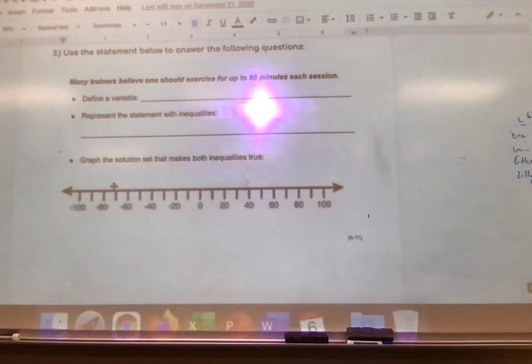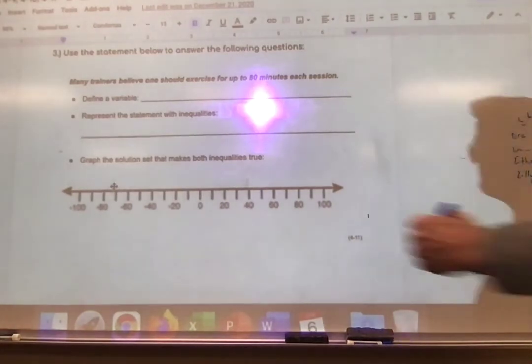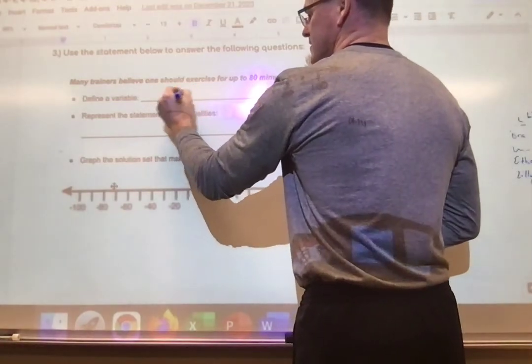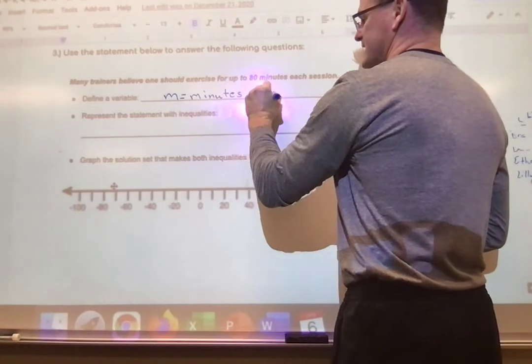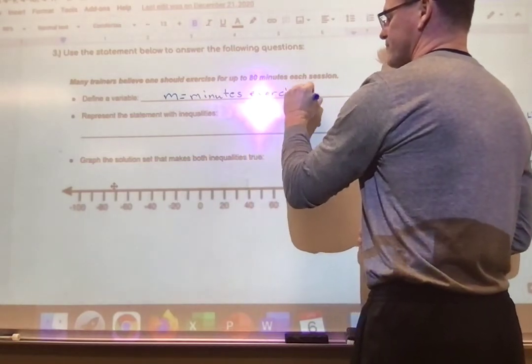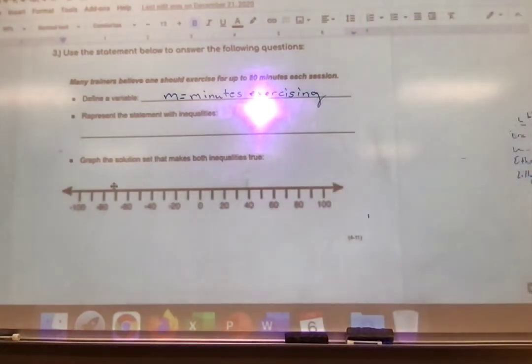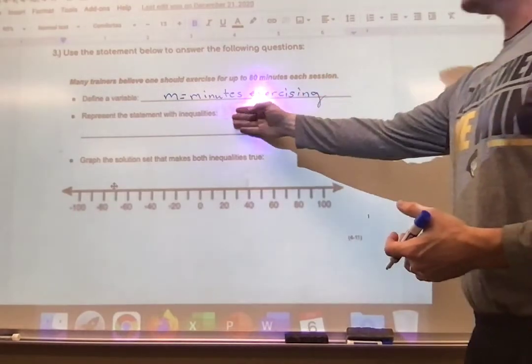exercise. So for my variable, let's call it m for minutes exercising, because that's what can vary. Okay, so how do we say this with inequalities? Represent this statement. What does m have to be?